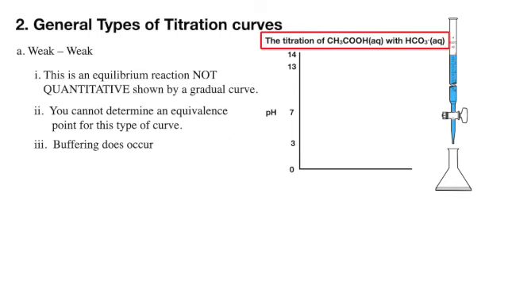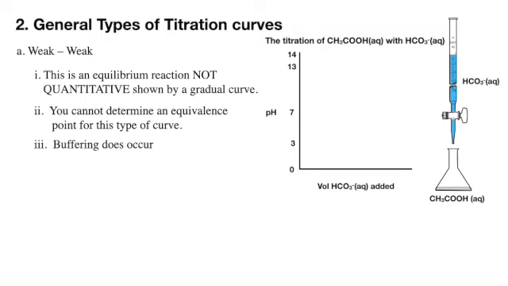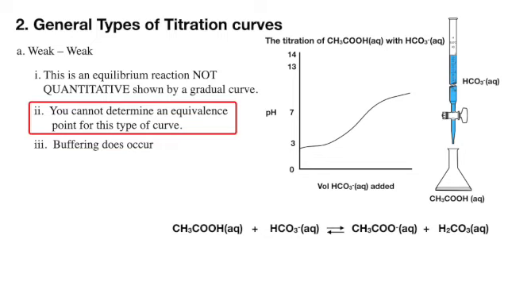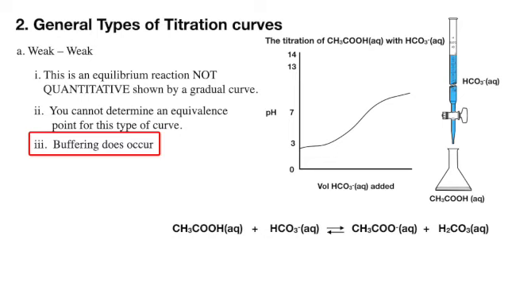Okay, a weak graph would look something like this. It's kind of gradual. There's no quantitative sharp vertical there. You can't really determine an equivalence point. There is buffering because you have weak acids, and by definition, buffering contains weak acid. But you're not going to get tested on these weak ones, but that's what they look like for comparison purposes.